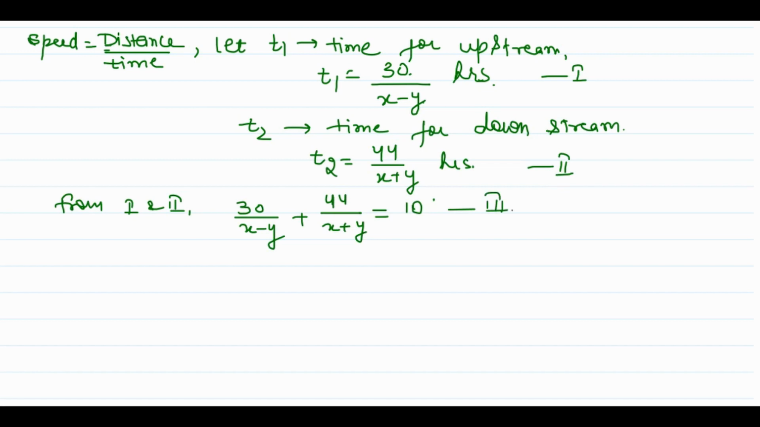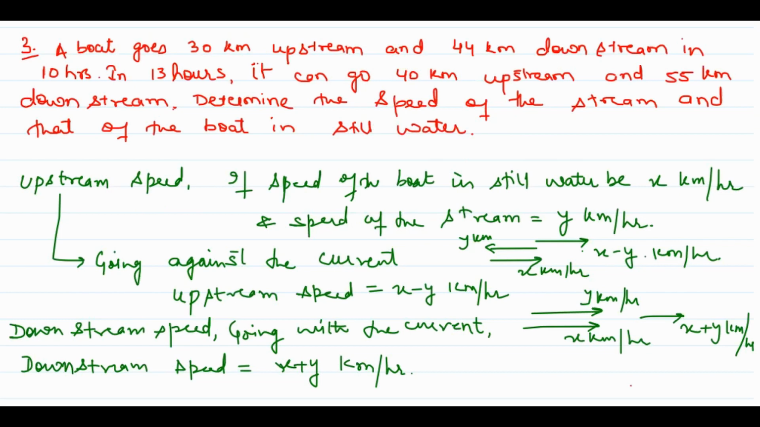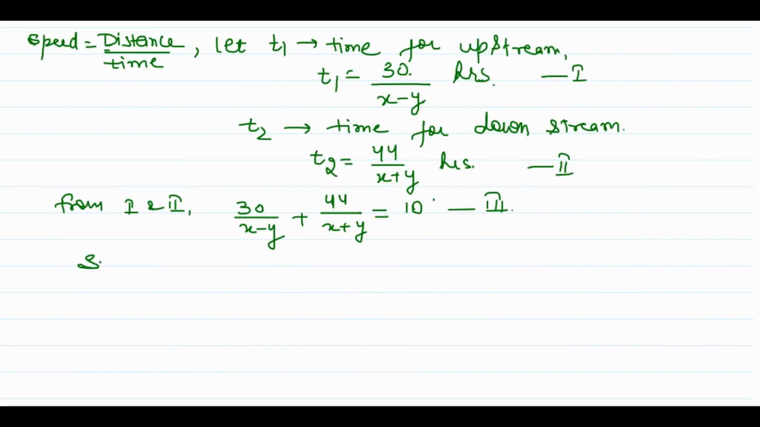Then we have a second case also, that in 13 hours it can go 40 kilometers upstream. So what will be the time for 40 kilometers upstream? 40 upon x minus y plus 55 upon x plus y should be 13. So similarly, the second equation should be, we'll have 40 upon x minus y plus 55 upon x plus y is equal to 13. So we have got the same kinds of equations as we were doing in the previous two questions. These are the equations which are reducible to two linear equations.